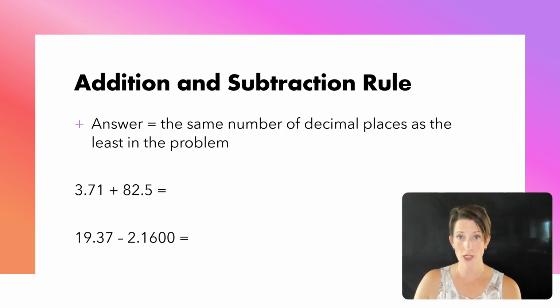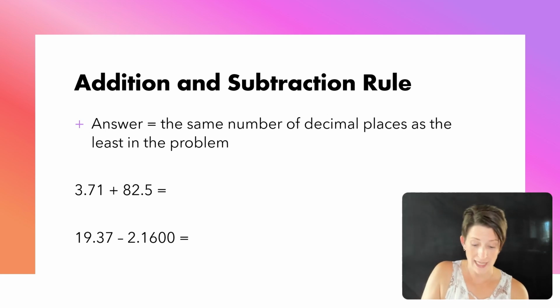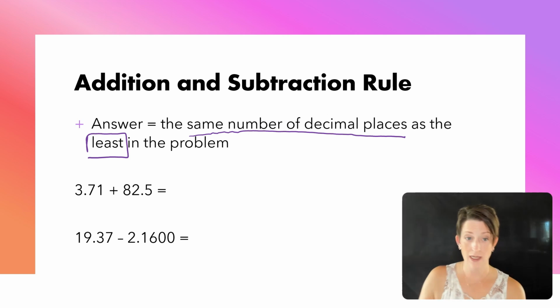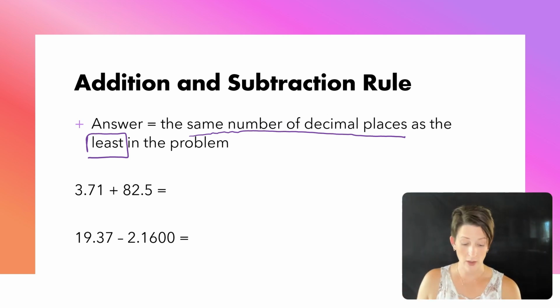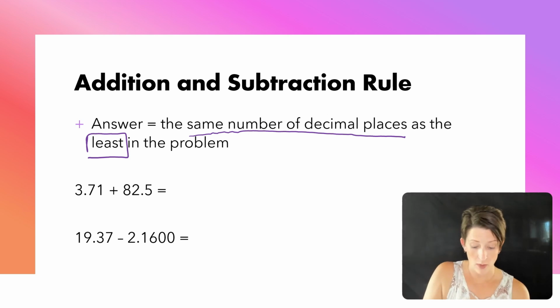Addition and subtraction are different in the fact that they look at decimal places. So you want to round your answer to the same number of decimal places as the least in the problem. So it's the decimal place in which we are looking at. First problem, 3.71 plus 82.5. When you just go to add this up, you get 86.21.